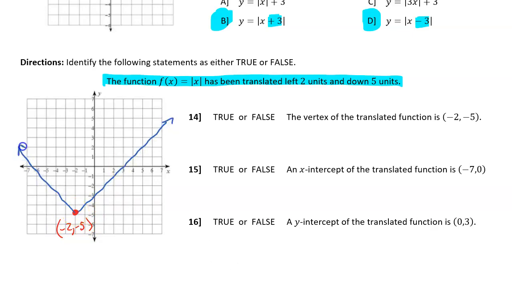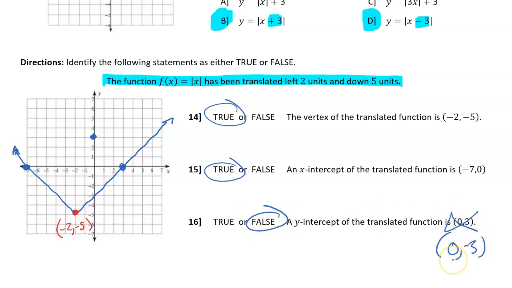Moving in each direction. True or false? The vertex of this statement is at negative 2, negative 5. That's true. The x-intercept of the translated statement is at negative 7, 0. Yes, we see that at negative 7, 0. We have an x-intercept. The y-intercept is at 0, 3. Well, here's the point 0, 3. That is in fact false. The y-intercept, if this said 0, negative 3, we would in fact be true.